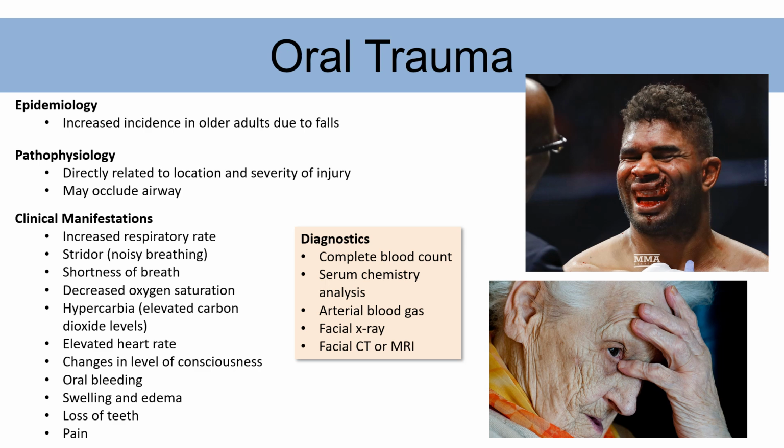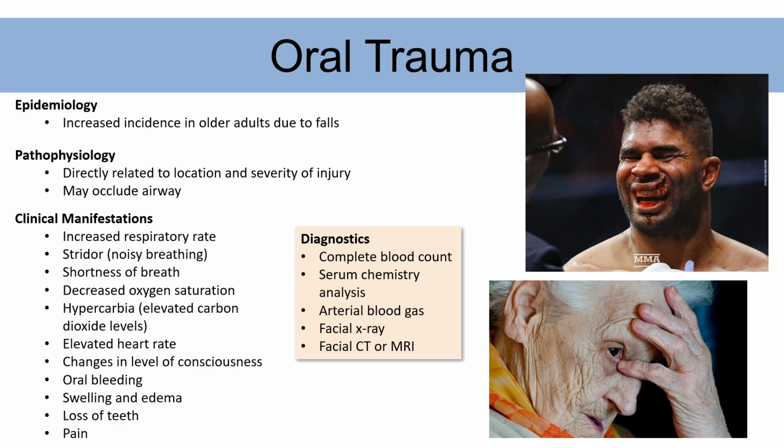So increased respiratory rate, stridor, which can be a clue to obstruction, so we want to take that very seriously. Shortness of breath, they can have oxygen desaturations, hypercarbia, which means they're retaining carbon dioxide. Tachycardia, changes in level of consciousness, oral bleeding, swelling and edema, loss of teeth, pain. So you can see this list of clinical manifestations.